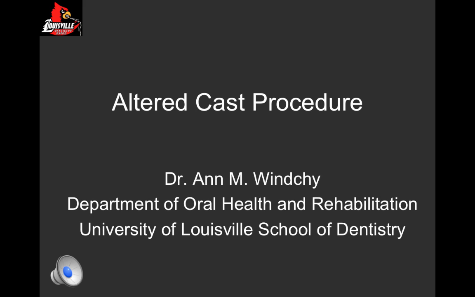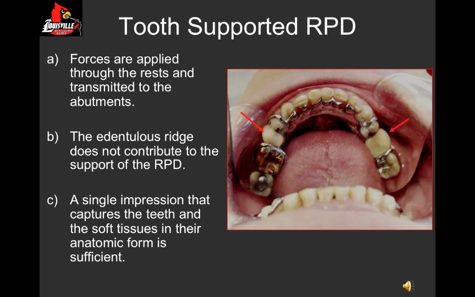Today's lecture is on altered cast procedure. For the tooth-supported RPD, the forces are directed through the rest and transmitted to the abutments. The edentulous ridge does not contribute to the support of the RPD in any way. So as a rule, a single impression that captures the teeth and the soft tissues in their anatomic form is sufficient for the Kennedy Class 3 and 4, both tooth-supported RPDs.